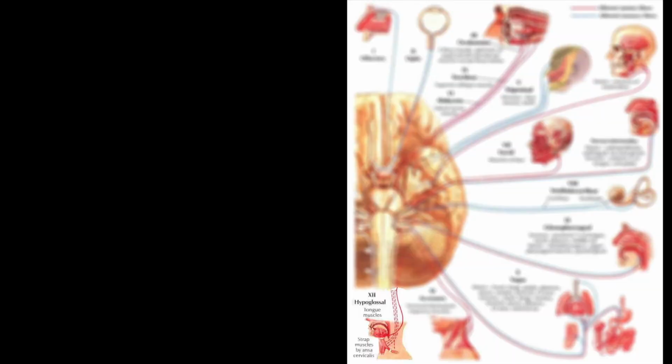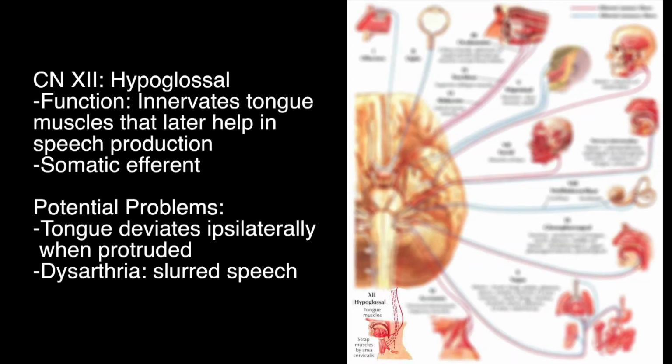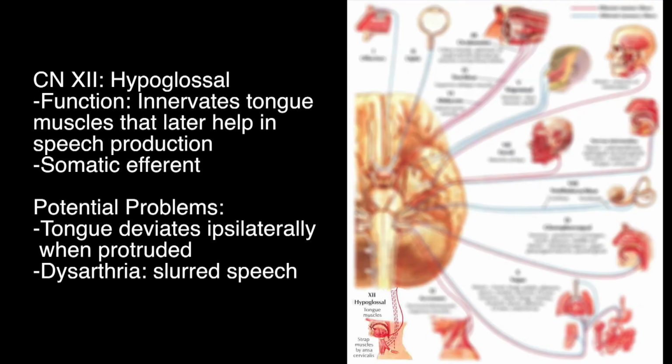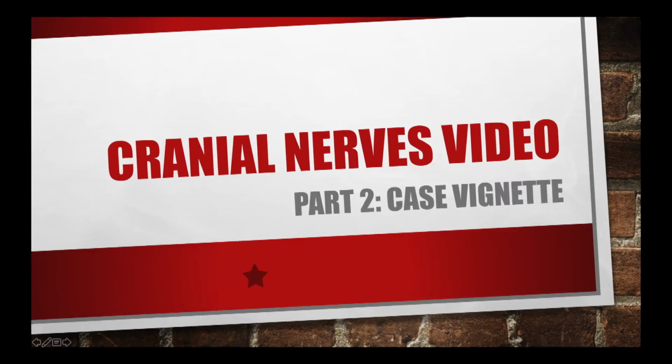Okay. The last nerve, the 12th cranial nerve, is the hypoglossal nerve. And the hypoglossal function is that it innervates tongue muscles that later help in speech production, and this nerve is somatic efferent, and potential problems to this nerve could cause the tongue to deviate ipsilaterally when protruded, as well as dysarthria, which is slurred speech. Can you say Fuzzy Wuzzy was a bear? Fuzzy Wuzzy was a bear.